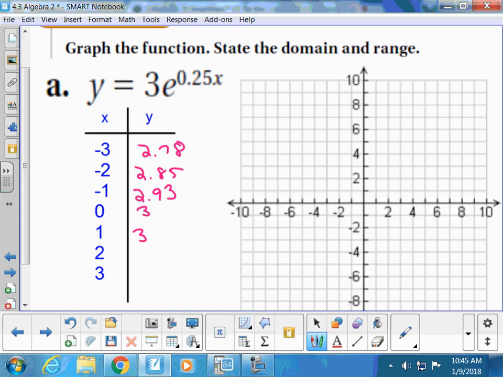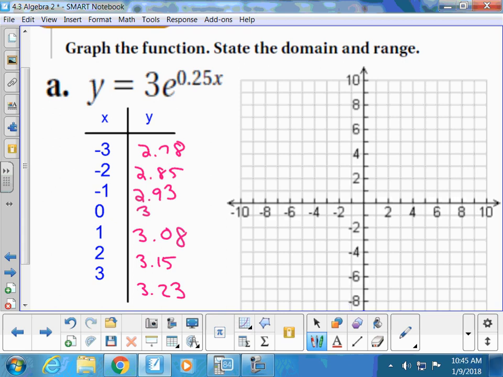Oh, okay. Solid meaning a good one. Okay. Lexi thinks you might need the parentheses around the 0.25 and the X. Oh, okay, then yeah. I'm rounding to the nearest hundredth.